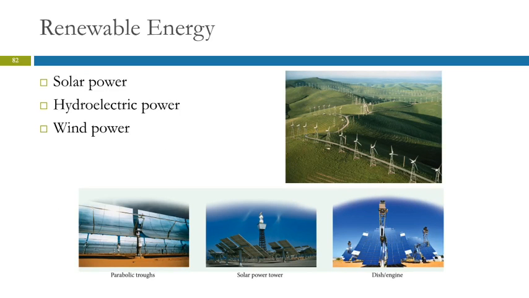Solar power, hydroelectric power, and wind power are all renewable energy sources, meaning we're not going to run out of them. We're not going to run out of wind. Hydroelectric power is, you know, you've got a dam or just water flowing through a river, and you use the flow of the water to turn a wheel, and that can generate electricity.